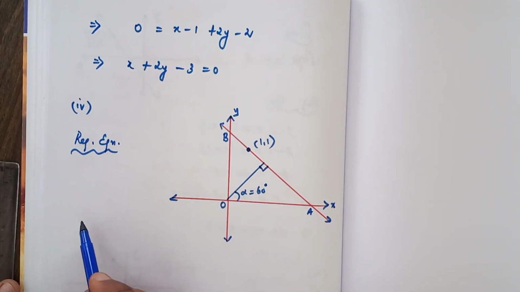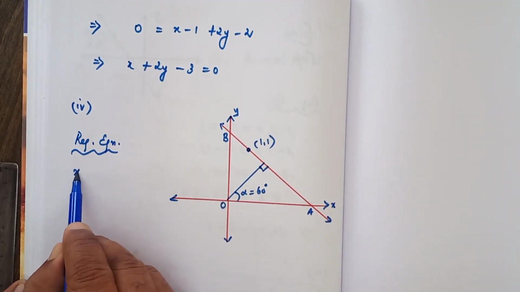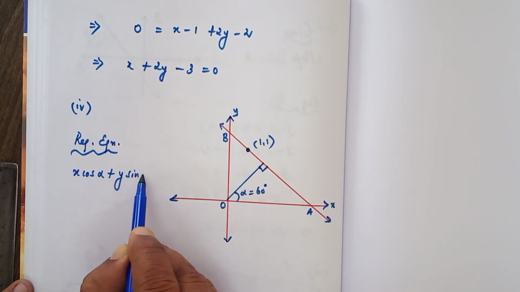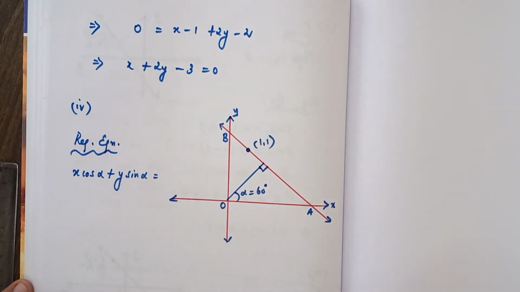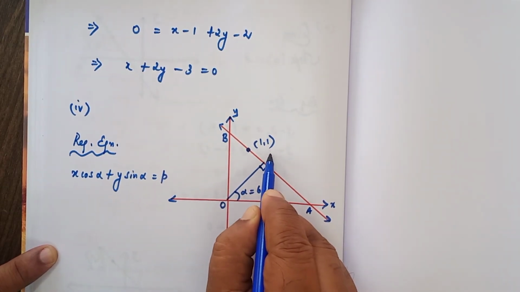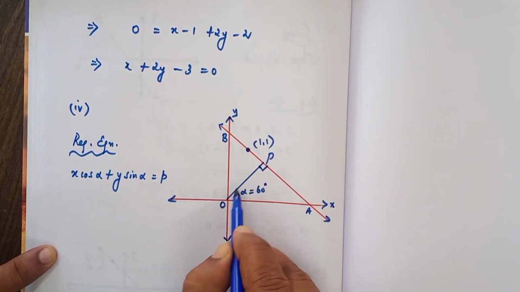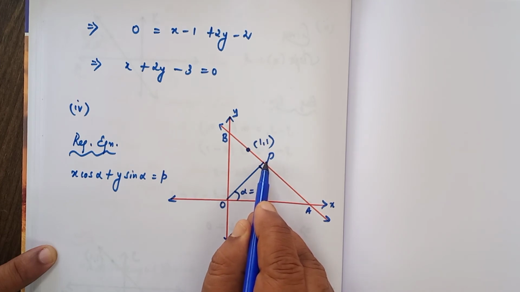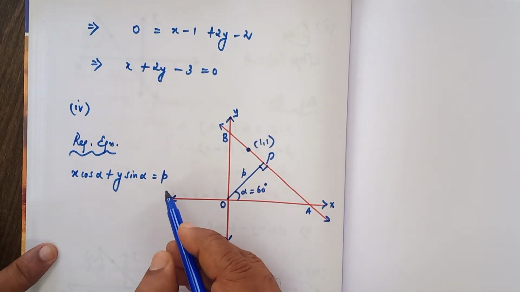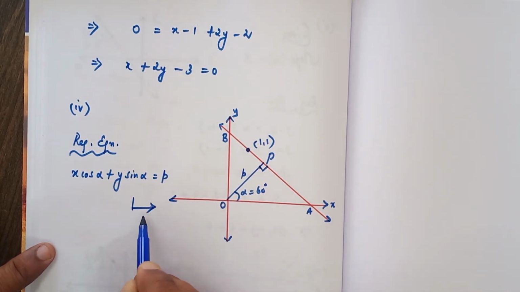The formula is x cos alpha plus y sin alpha is equal to p. This is capital P, and the distance from the origin to that point capital P is small p. This is the perpendicular distance, that is small p. Let it be equation number 1.